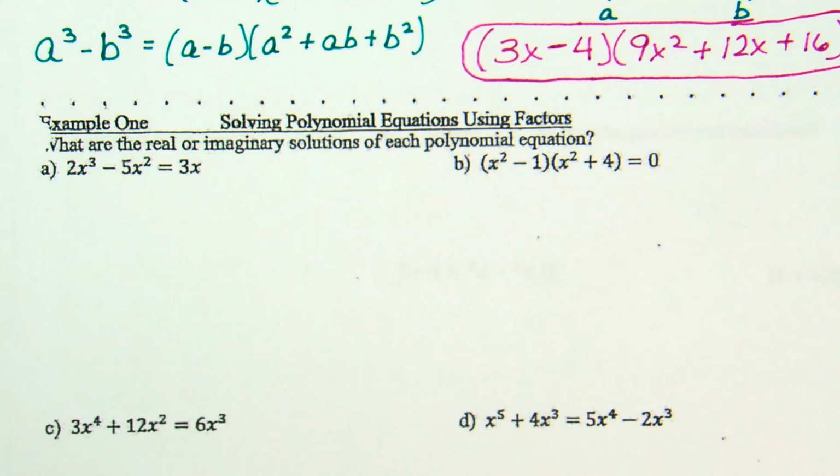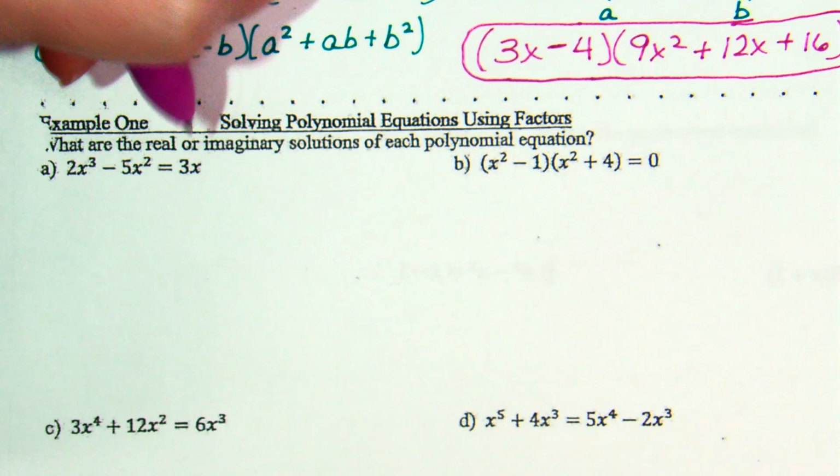A says, what are the real or imaginary solutions of each polynomial equation? 2x to the third minus 5x squared equals 3x. What's your guess of where to start? What would you guess? And what's subtracting 3x do for us? Yeah, don't we often, when we're solving these more complicated equations, we make it equal to 0? That's exactly what we're going to do. So, subtract 3x.